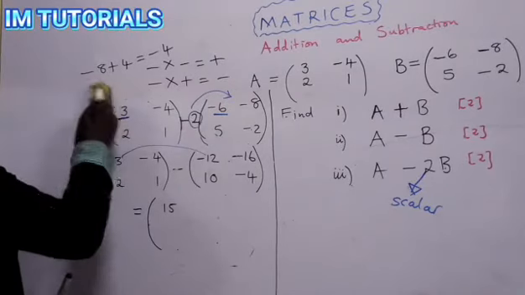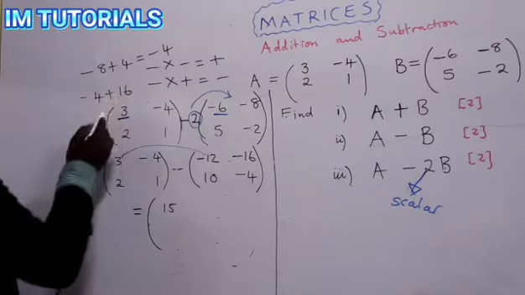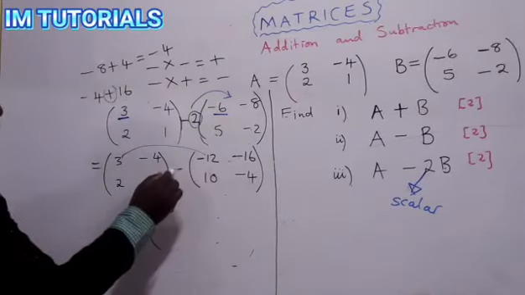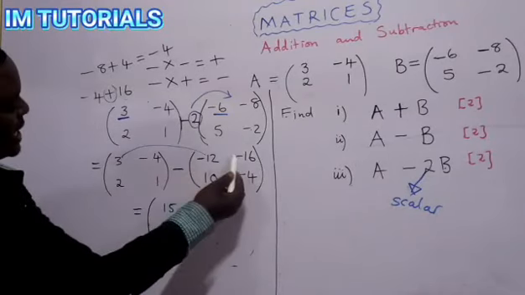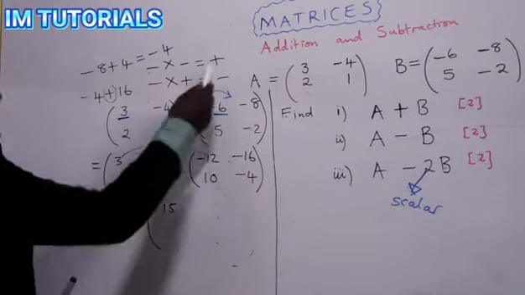I want to teach you how to write directly. So this is minus 4 plus 16. Where is this plus coming from? The negative in between the brackets and the negative attached to minus 16. Minus times minus, you get plus.